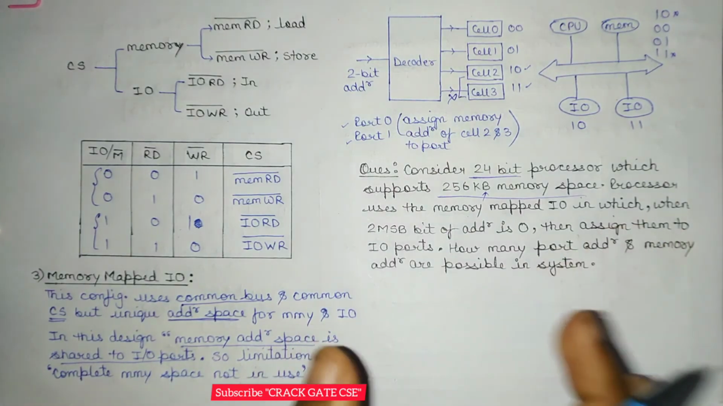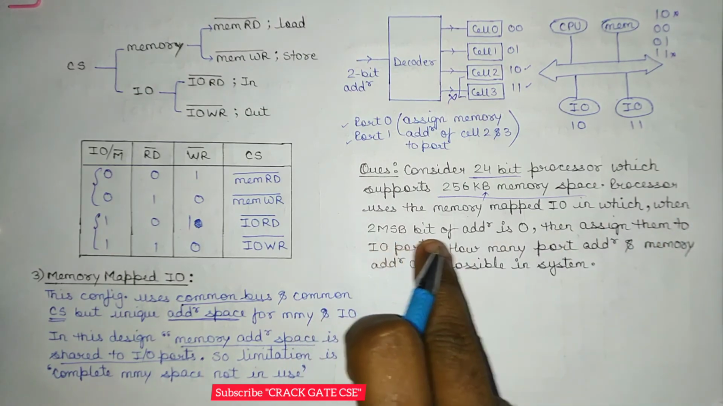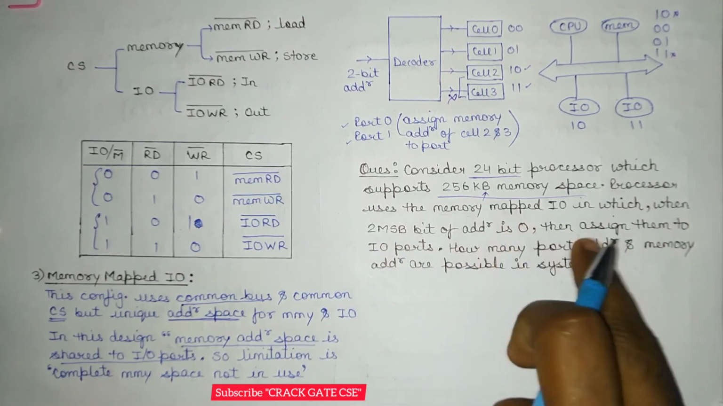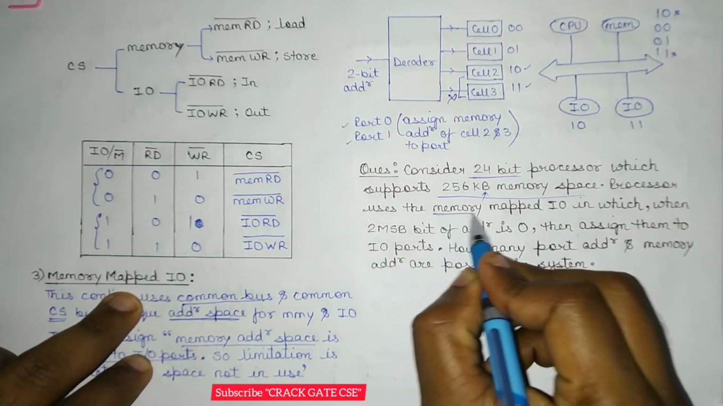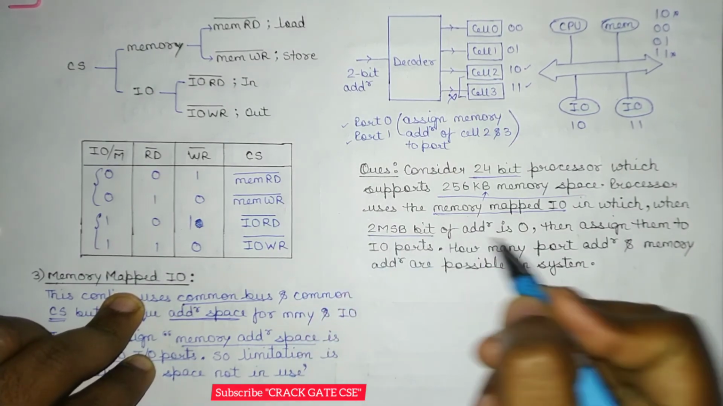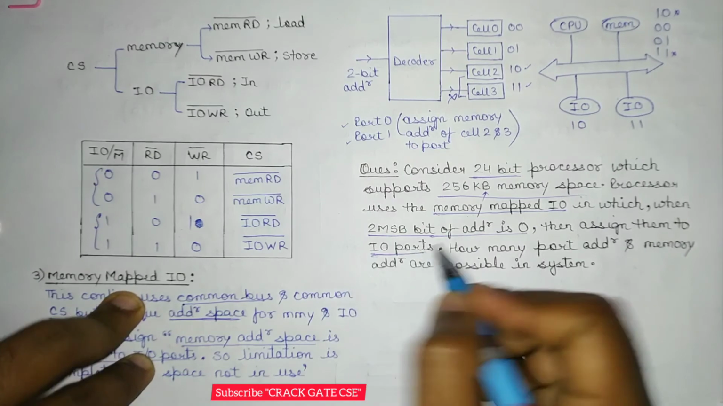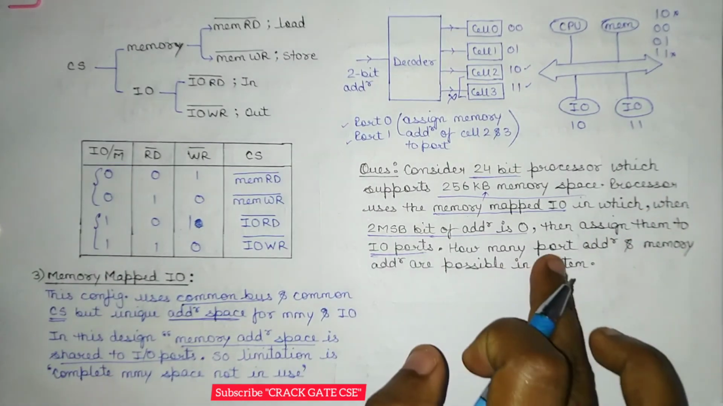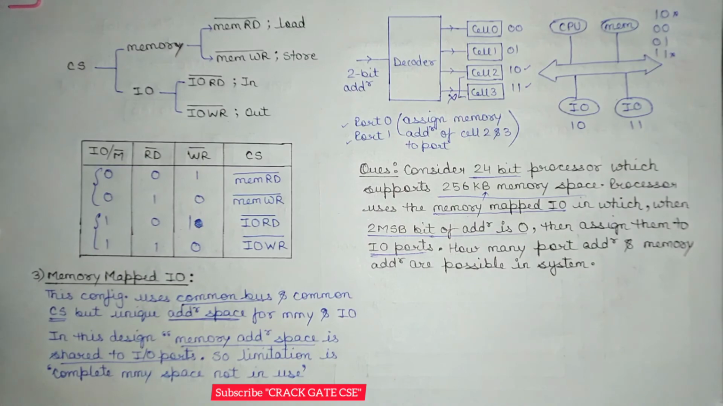Now the processor uses memory mapped IO, in which when the 2 MSB bits of the address are 0, then assign them to IO ports. So here we are using memory mapped IO, where the condition is given that if the 2 MSB bits of the address are 0, then we have to assign them to the IO. And then they are asking how many port addresses and how many memory addresses are possible in the system.